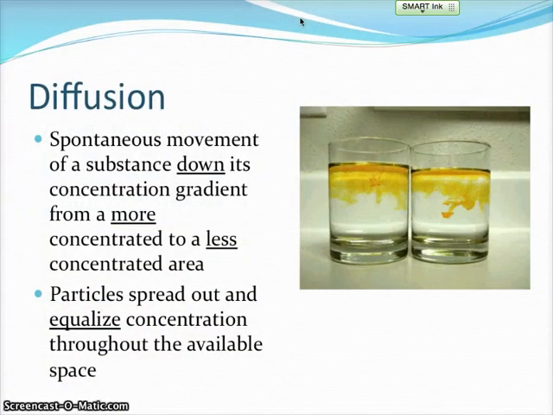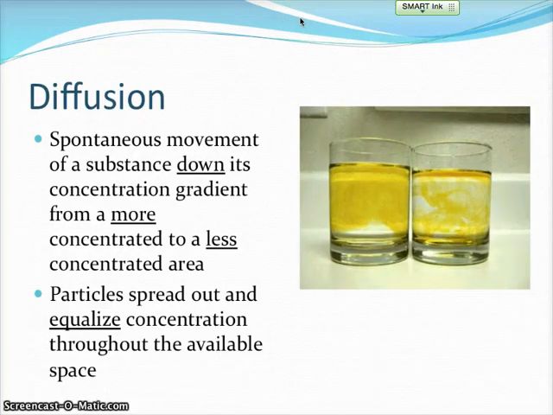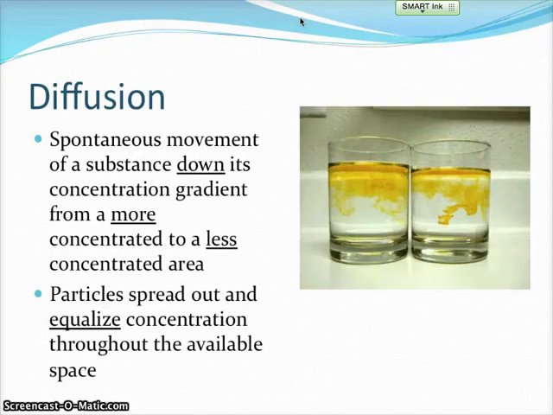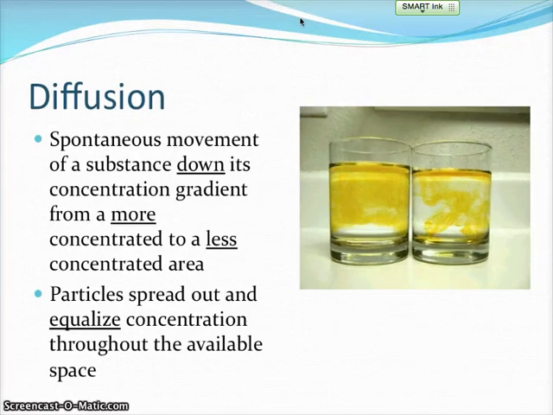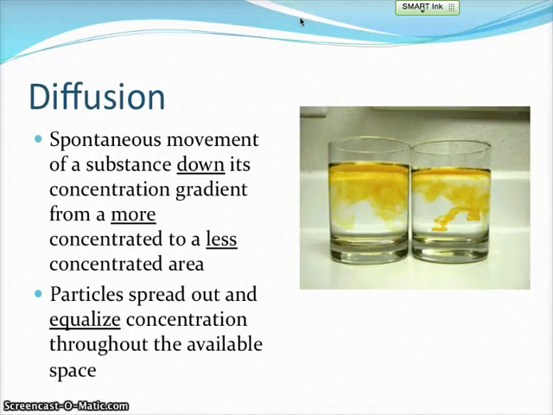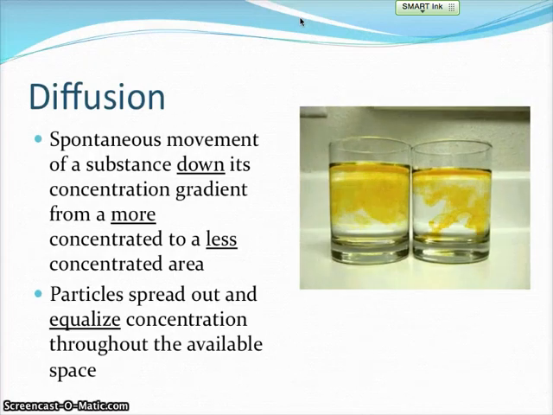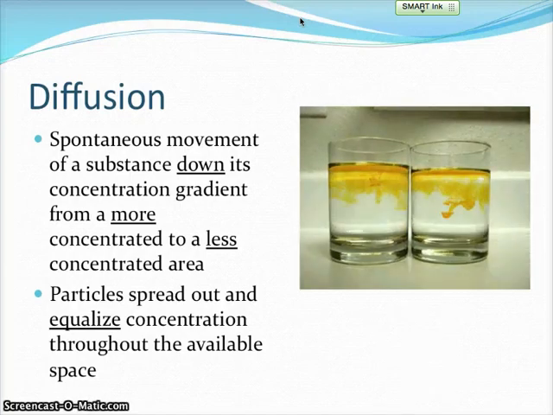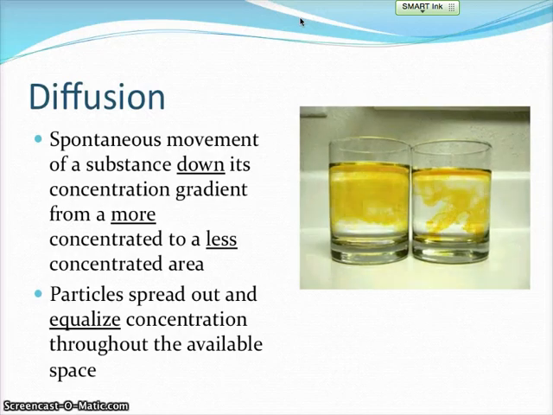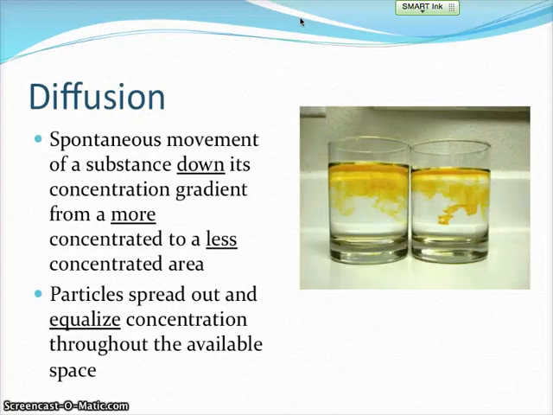So let's define diffusion. It's defined as the spontaneous movement of a substance down its concentration gradient from a more concentrated to a less concentrated area. This is when particles are spreading out and they equalize concentration throughout the available space. If you look at the picture on the right, you can see the food coloring is being added to water, and it's most concentrated immediately at the very top right now, and then it spreads throughout until it evenly distributes itself in the glass. This is diffusion.